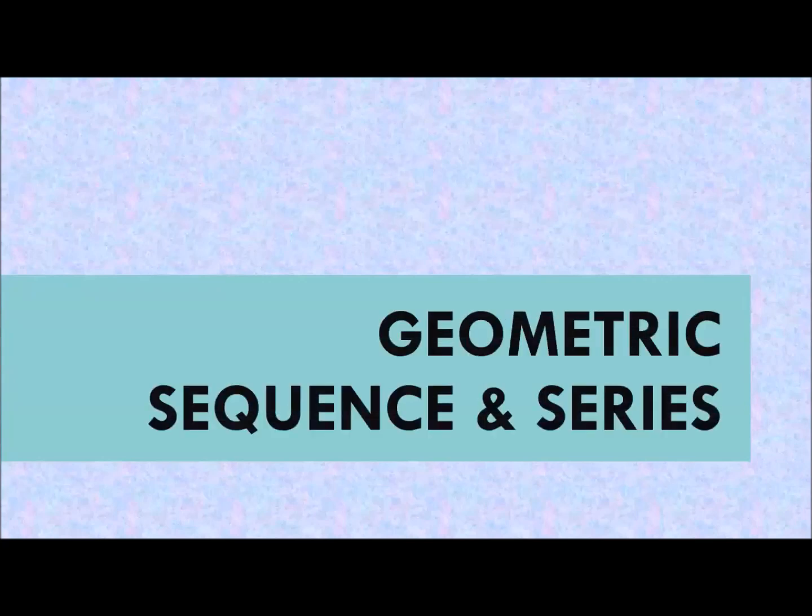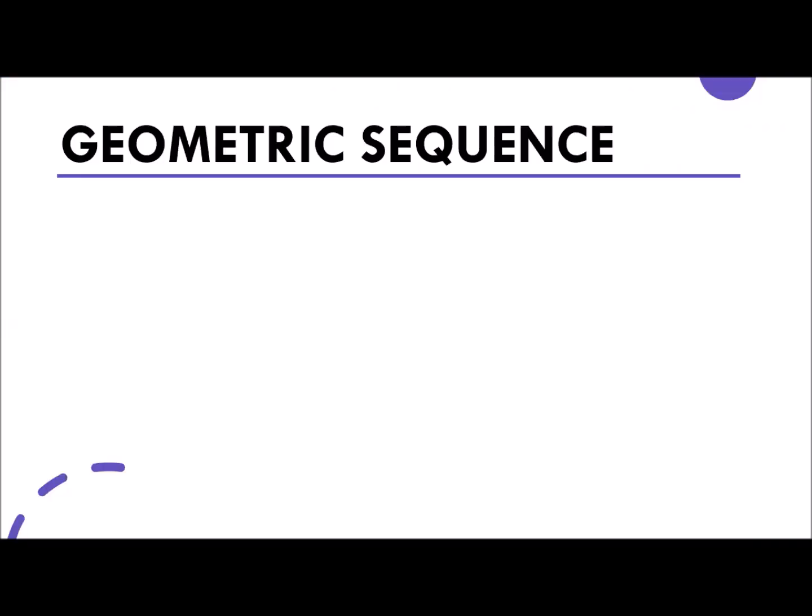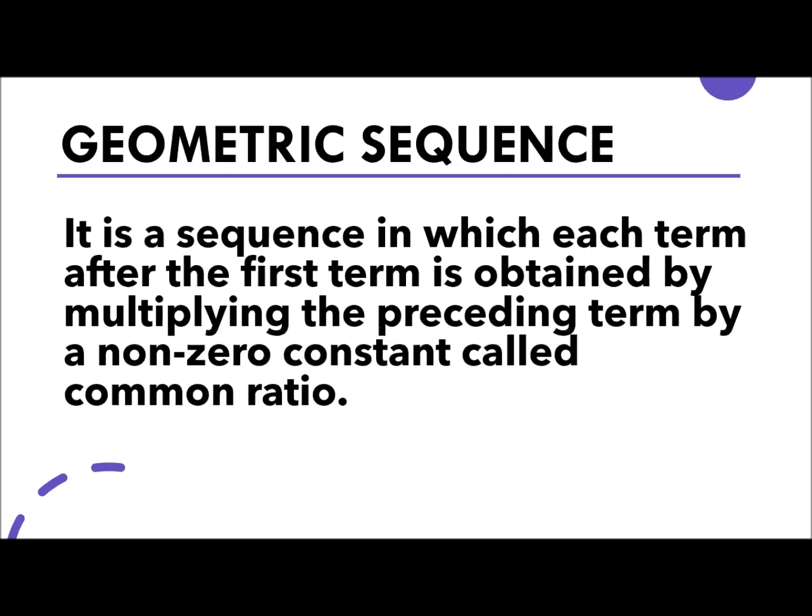So, mag-review muna tayo kasi matagal tayong hindi nakakapag-aral due to some circumstances like the typhoon and this pandemic. So let's start with the geometric sequence. So once we say geometric sequence, it is a sequence in which each term after the first term is obtained by multiplying the preceding term by a non-zero constant called common ratio.